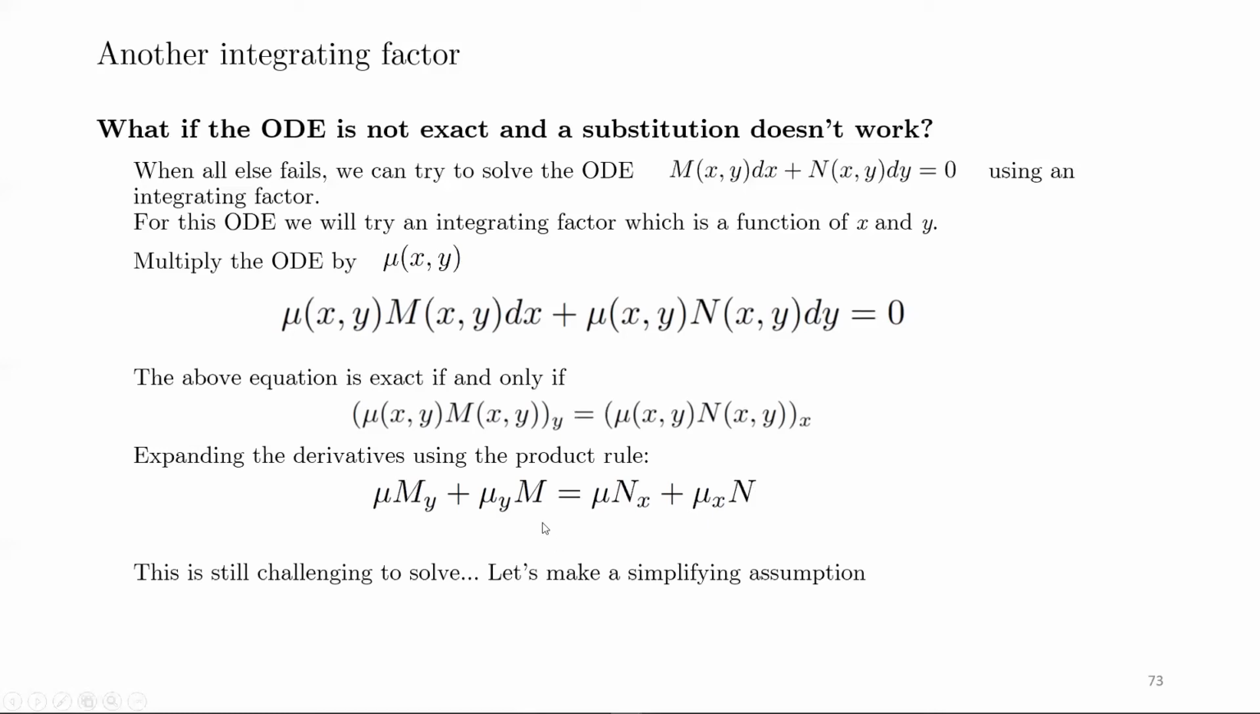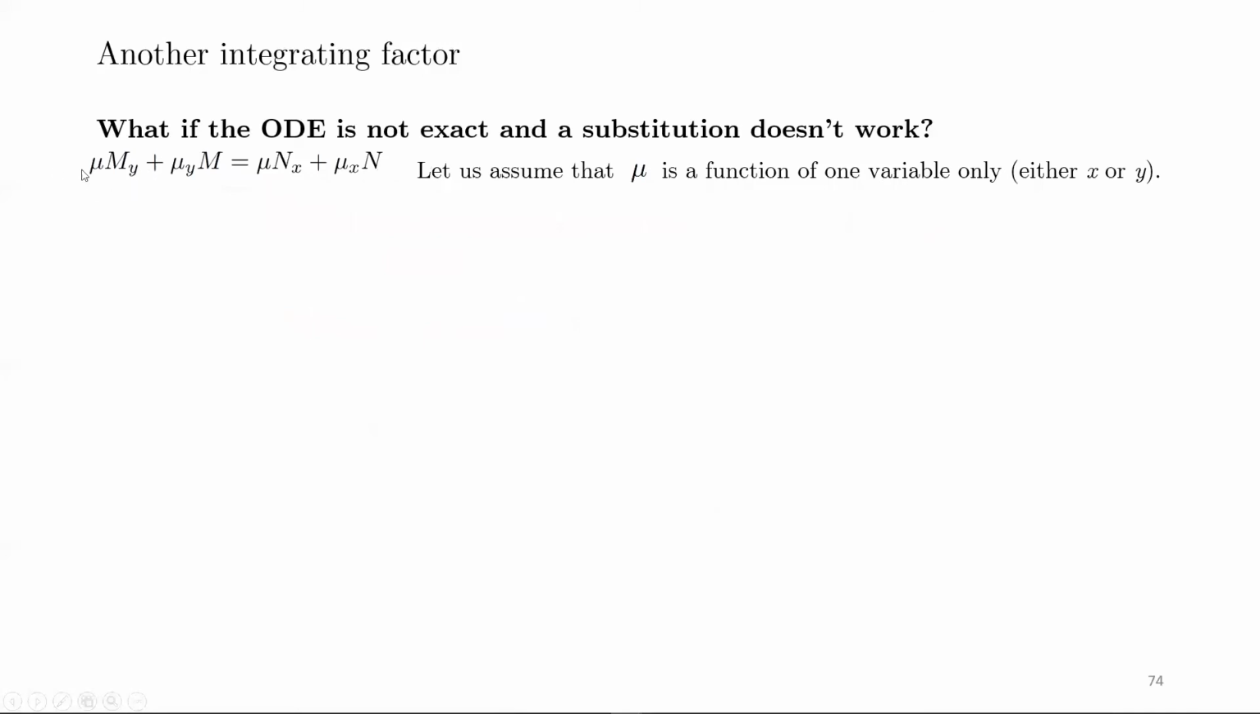Okay, well, this equation is still actually quite challenging to solve, so let's again make a simplifying assumption. I'm going to say that this equation that I'm trying to solve here, what if mu is a function of one variable only, so either x or y? We've seen an example of this in first order linear equations, but the ODE that we started with doesn't necessarily have to be linear.